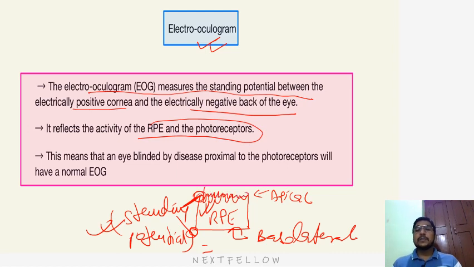That's why any disease beyond or proximal to the photoreceptor will have a normal EOG, as it does not cause any changes in the EOG. Now, this standing potential keeps on changing every time, so it is not possible to measure the standing potential at a certain point of time and then say that the patient has this disease. So we need some certain parameter.